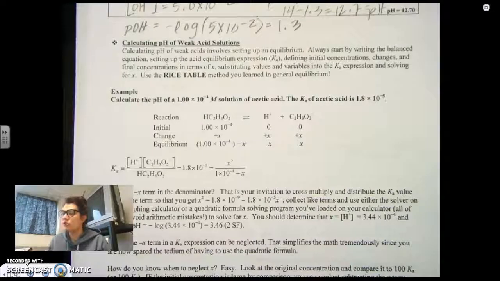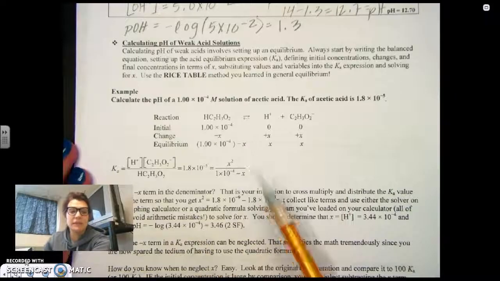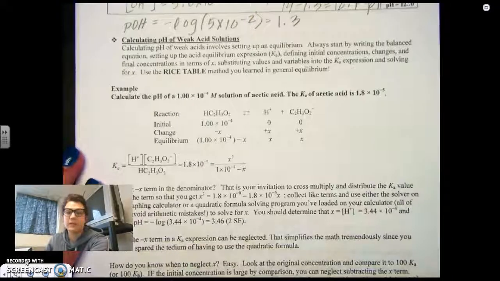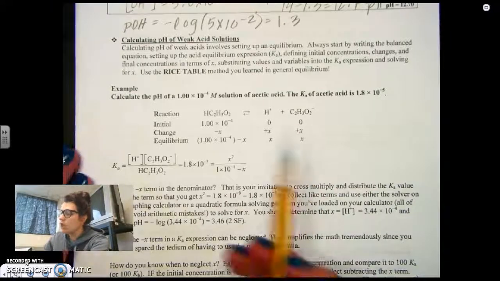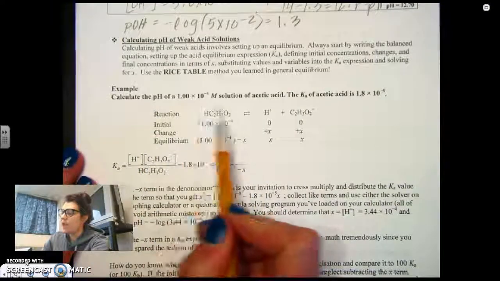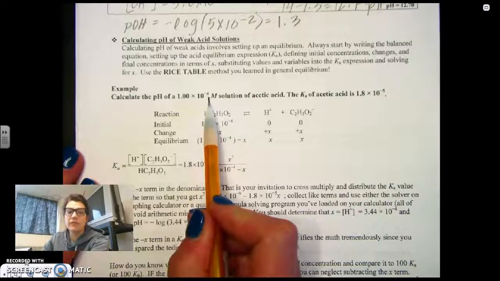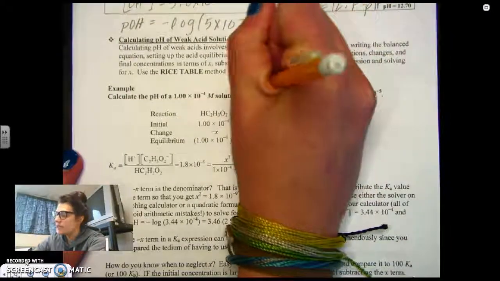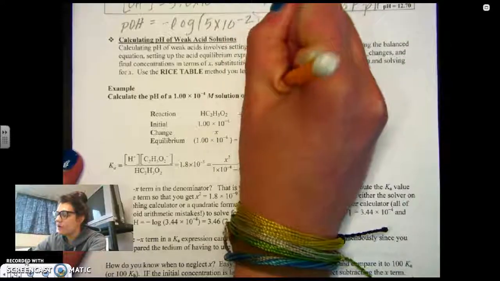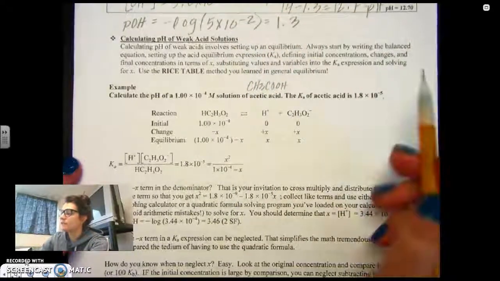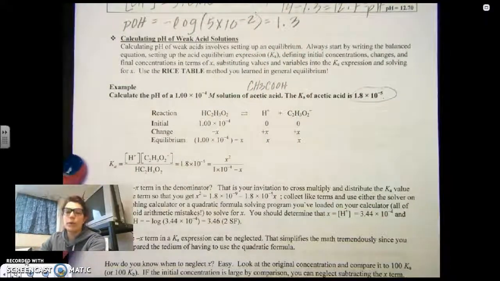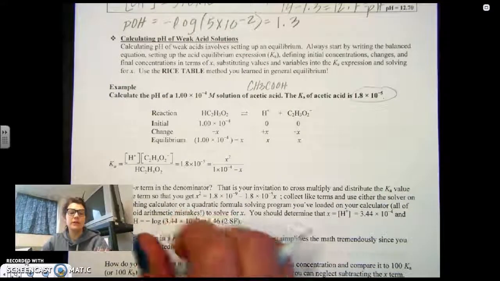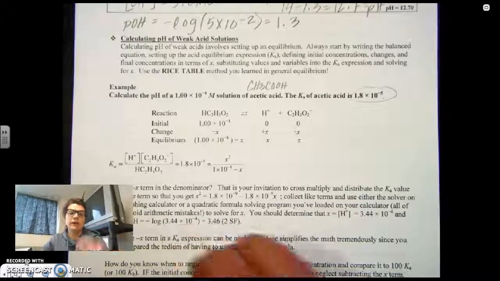If we just take a gander at one of these examples, there's something within these notes that we're going to be able to do to make these problems 10 times easier. The question says: calculate the pH of a 1 times 10 to the negative 4 molar solution of acetic acid. Acetic acid is CH3COOH, and it gives us the Ka, which is 1.8 times 10 to the negative 5th.